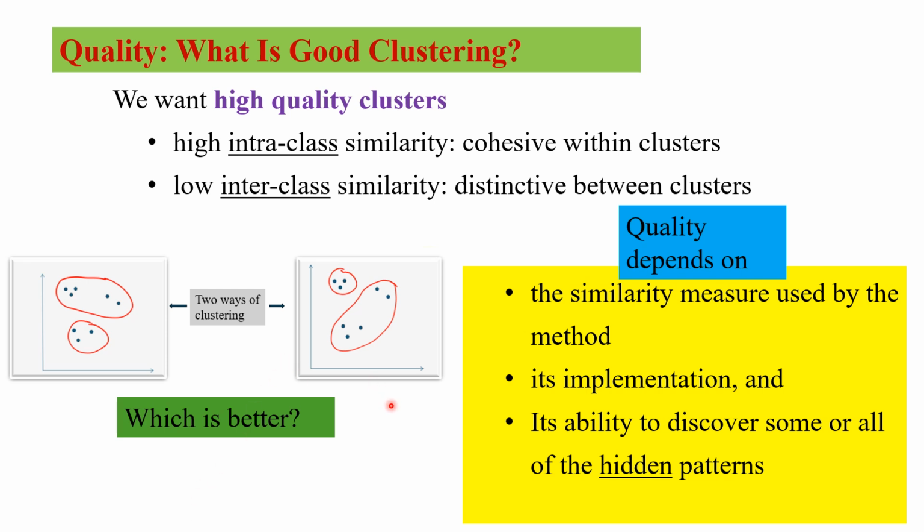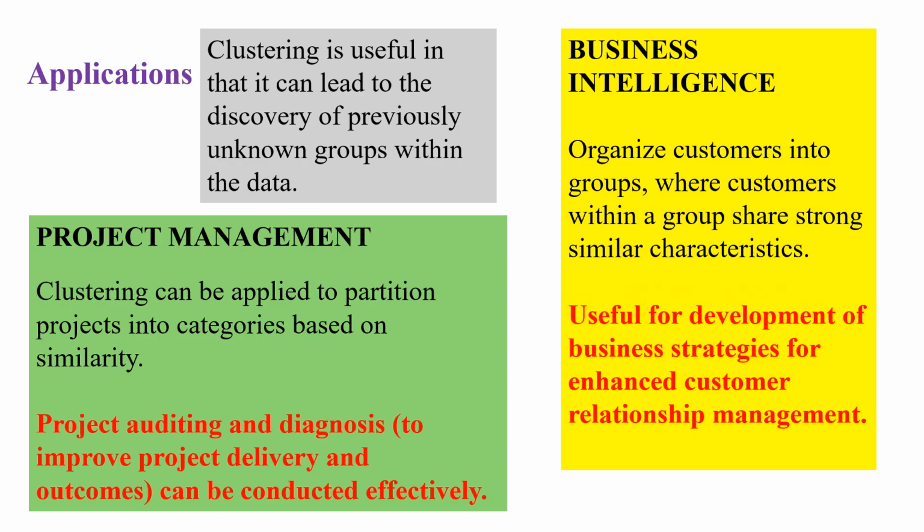Now, we would also come across the question of what is good clustering, because we would want high quality clusters in which we want high intra-class similarity, that is cohesion within clusters, and low inter-class similarity, like across the clusters the similarity should be less or distinctiveness should be there. And quality would depend on the similarity measure and how we have implemented it and its ability to discover the hidden patterns. So like these two clusterings, which one is better? So these are the questions we would be answering in our future videos.